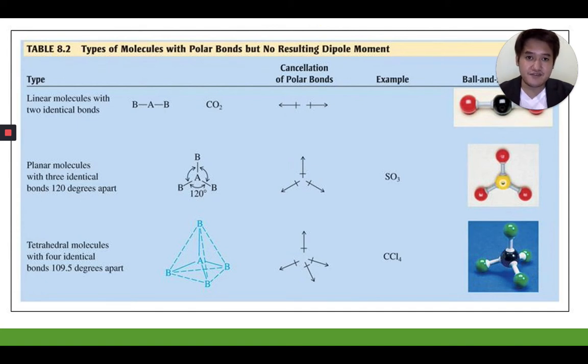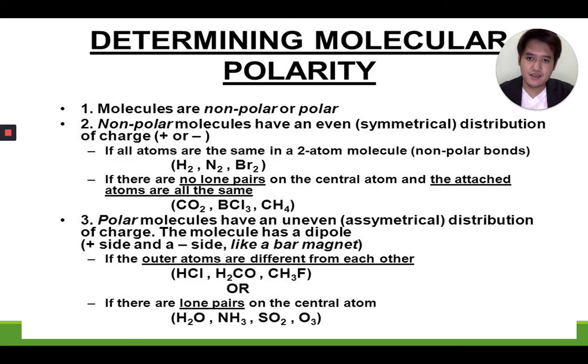Just because you have a polar bond doesn't automatically mean that your molecule will be polar. It all depends on the dipoles, the arrangement of dipoles, and the molecular geometry. So here we have a trigonal planar and a tetrahedral. As long as the dipoles cancel out, as long as the polar bonds cancel out, we will still have a nonpolar molecule. So we summarize this in our notes.